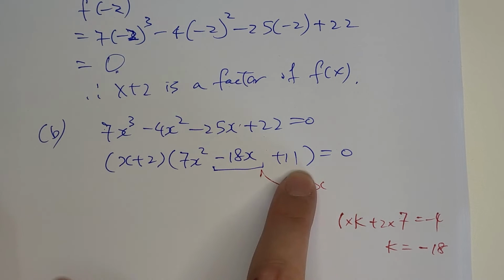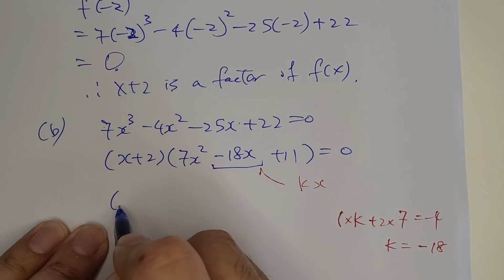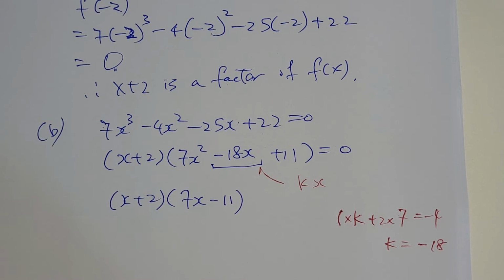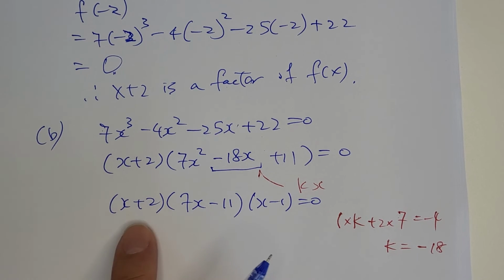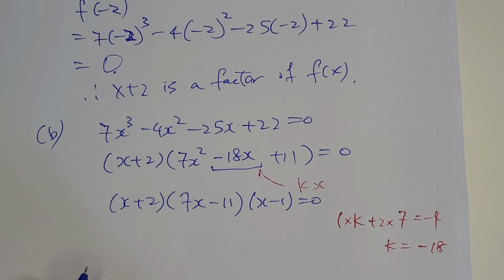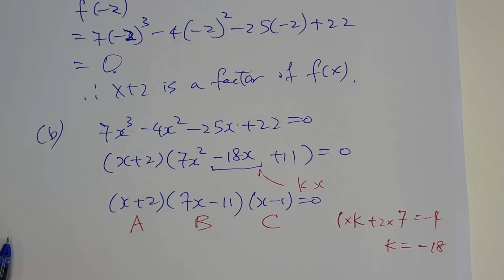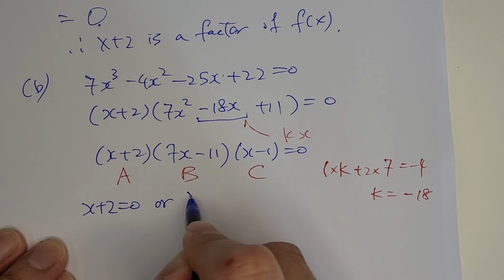Then, look at this quadratic expression very carefully. You can find that it can also be factorized. You can use your calculator to find that it can be factorized as (7x minus 11) times (x minus 1). So when you solve this equation, you can observe in this way. There are three numbers, a, b, and c. When you multiply these three numbers together, the product is 0. That means either one of them is 0.